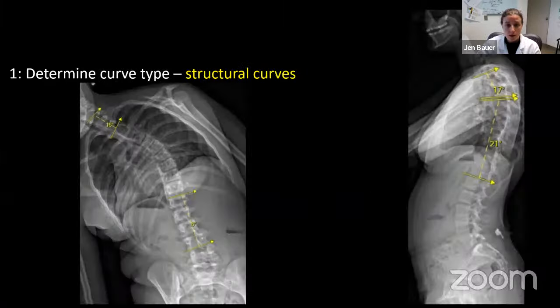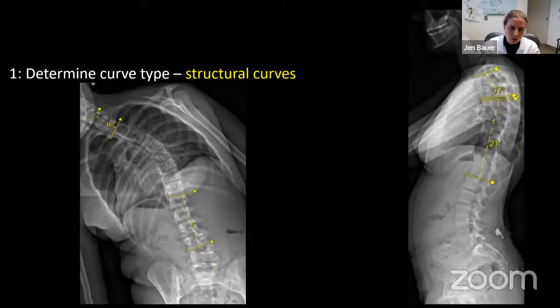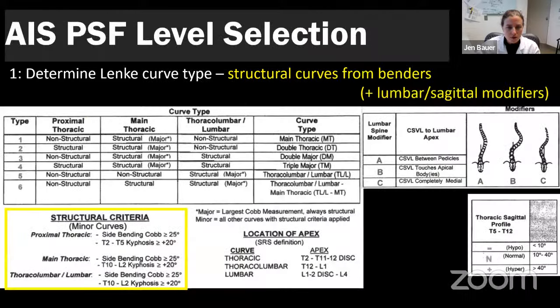So your main things that you're looking at here, again, is the structural curve. Then if you were to take a line straight up here, it would come to the inside of this. So that would be a C modifier. If the line came right here along the edge of these pedicles and touched these pedicles at the apex, that would be a B modifier. If the line was right through the center of the apex, that would be an A modifier. So this is a Lenke 1C, and it's neutral because you can see on the lateral radiograph that it's 21 degrees. So that is what basically helps us figure out how to decide which levels to operate on.